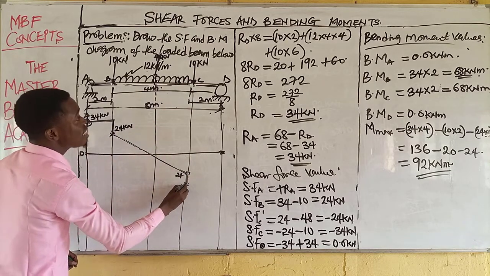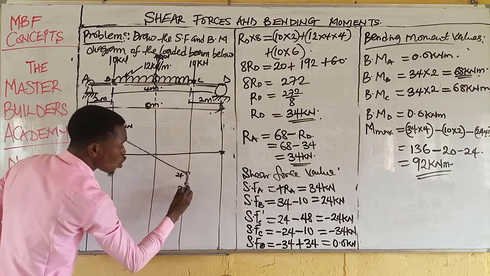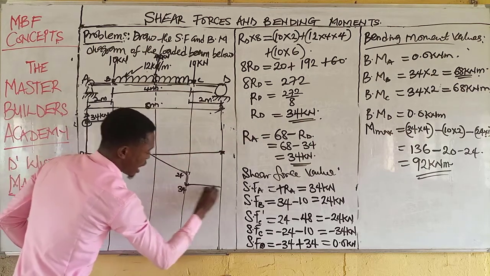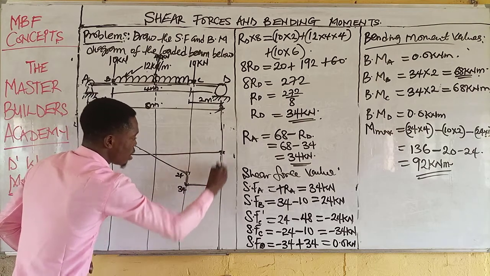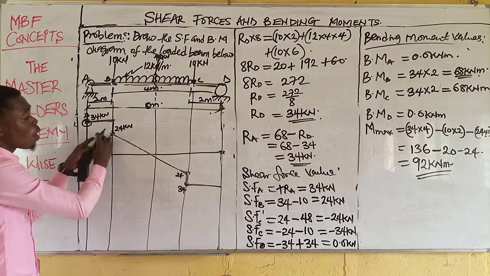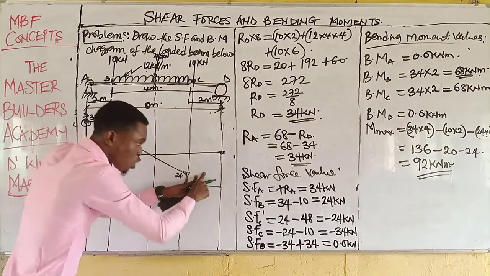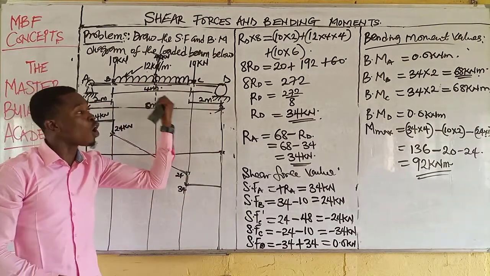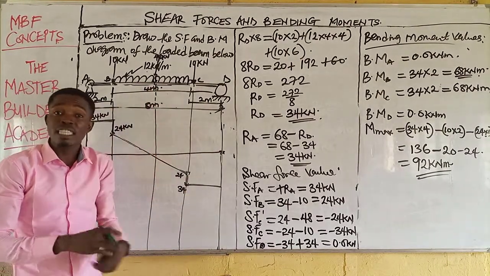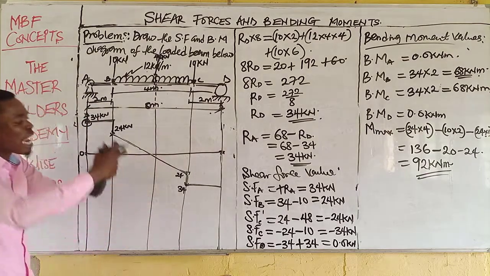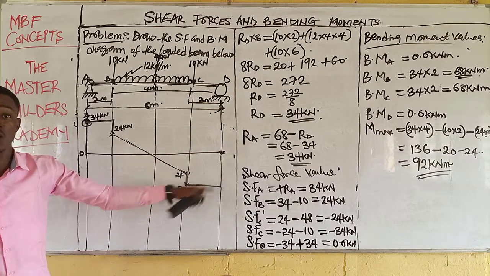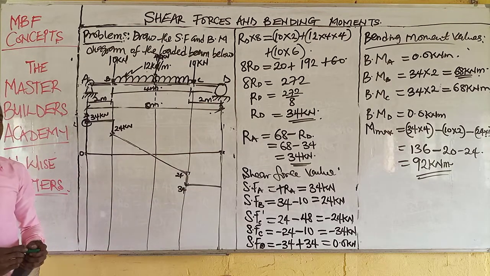Now between C and D there is no load, so you maintain a horizontal line. Then this point is 0, close it back. What you have on top of this system must be the same as what you have beneath, since we have already identified that this system is symmetrically loaded. So the shear force diagram you have on top must be equivalent to the one you have beneath. Otherwise, you will have it very, very wrongly.